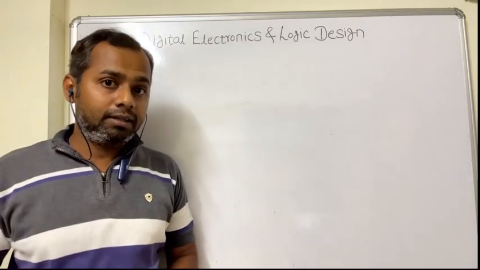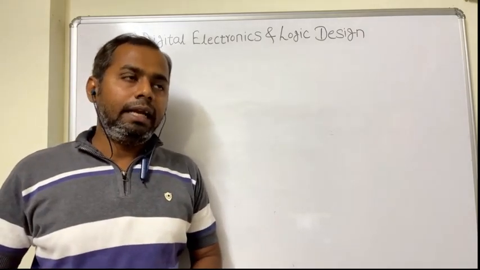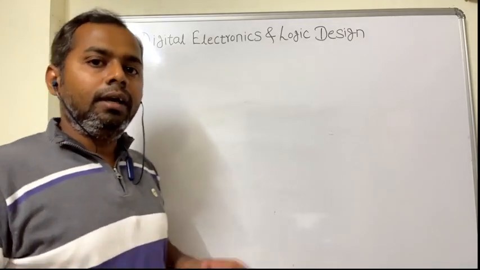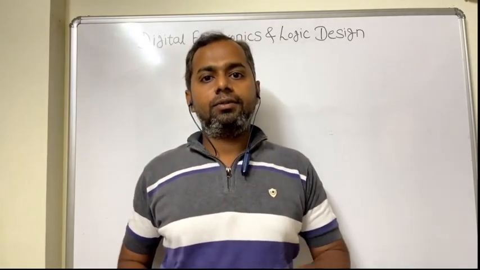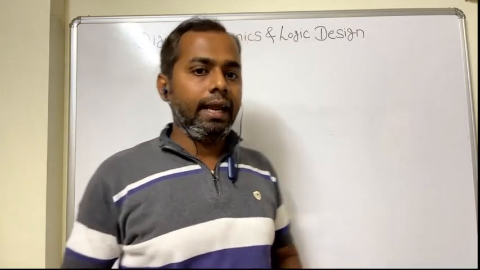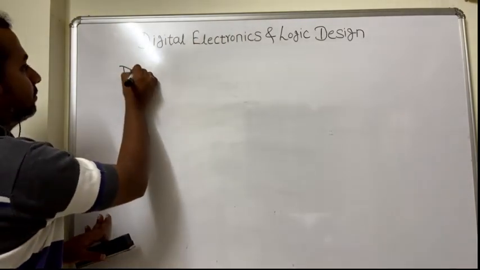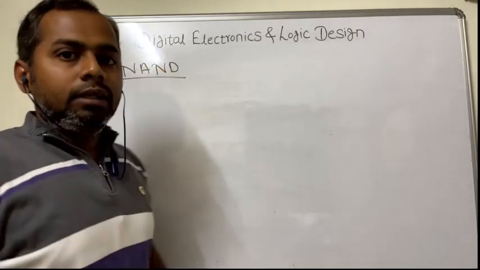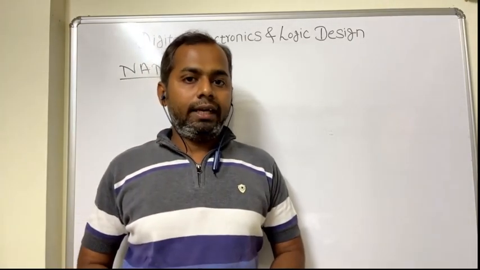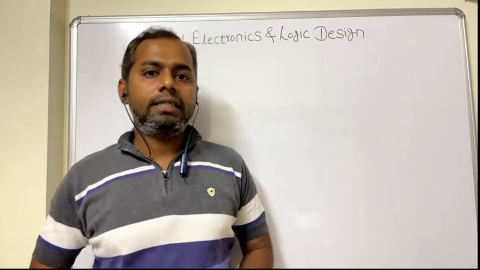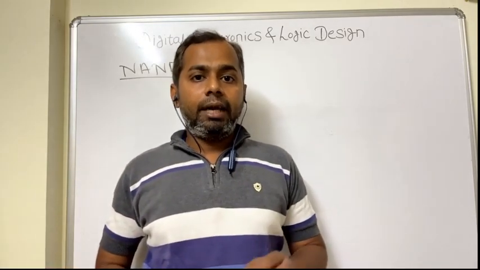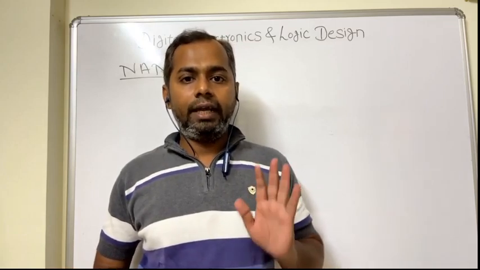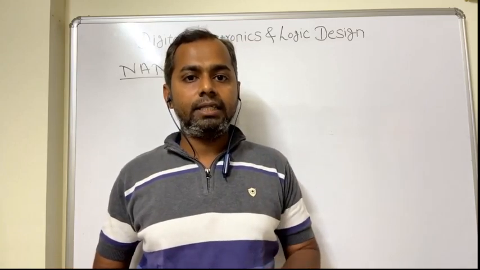Now the next part, the derived gates. In derived gates we have four: NAND gate, NOR gate, XOR gate and XNOR gate. We will see one by one. First, NAND gate. These NAND, NOR, XOR and XNOR gates are known as derived gates because by using the basic three gates, that is AND, OR and NOT gate, we can derive them. That's why these are known as derived gates.